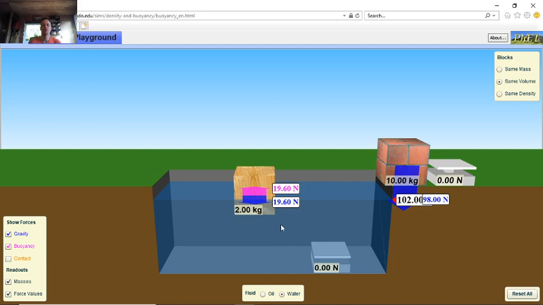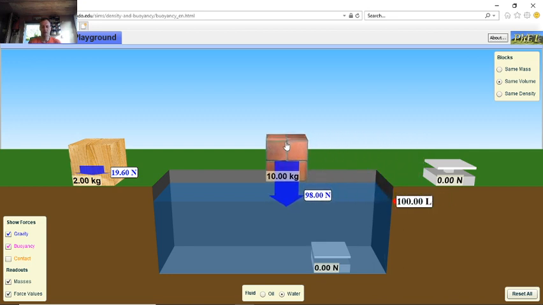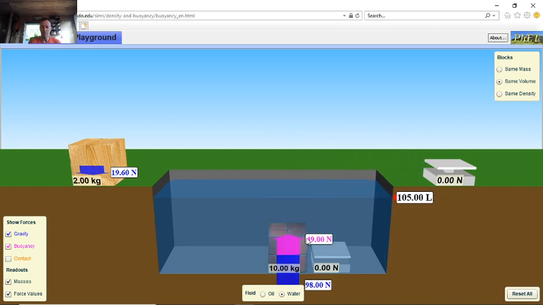Now, the reason why it floats is, yes, you've got the weight acting down at 19.6, but the water creates something called an upthrust acting upwards, which is that purple color here, which is also 19.6. Therefore, because the upwards force, the upthrust, is equal to the weight, we have balanced forces and it floats.